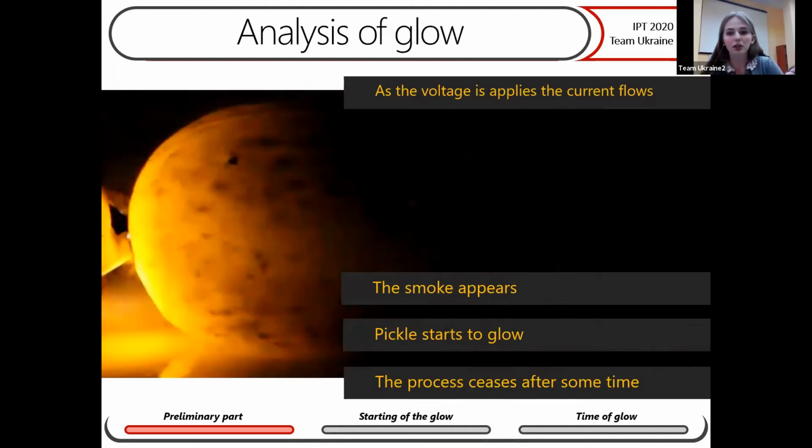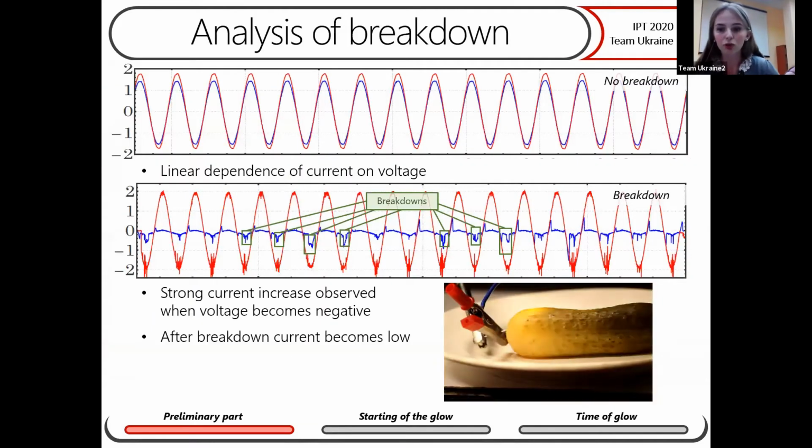So for a better understanding of this process, let's move to the analysis of the oscillogram. We can observe a linear dependence of current on voltage before the breakdown, but with time, a strong current increase is observed when voltage becomes negative, which corresponds with the peak of breakdown. And after breakdown, current becomes low again.